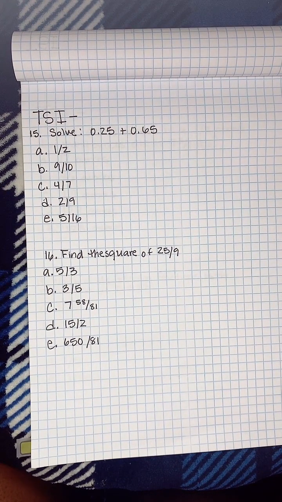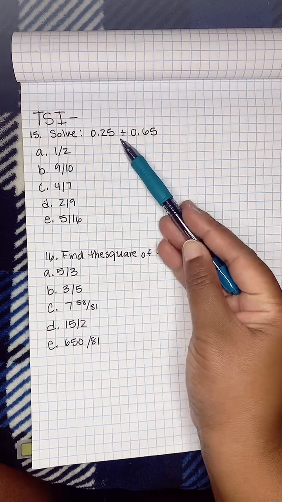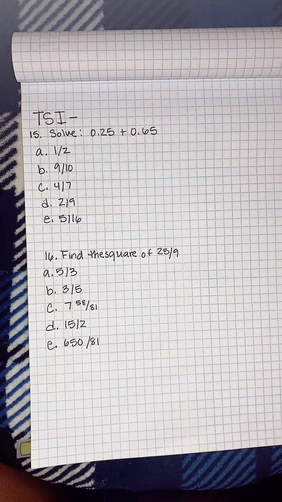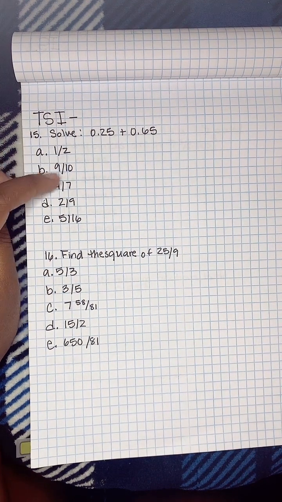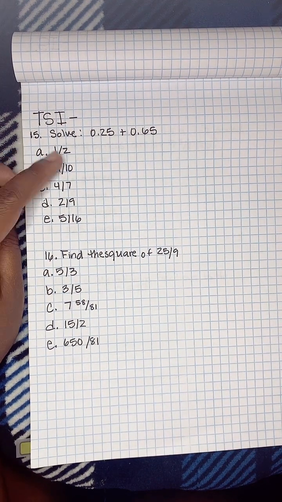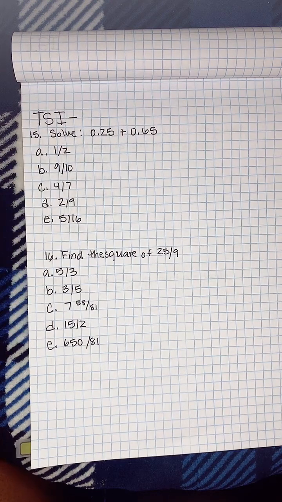Okay. All right. So let's do 15. So we have 1/4 plus 65 cents. Ooh, and look at them. Look what they did to us, you guys. They gave us the answer in fractions. They are not right.